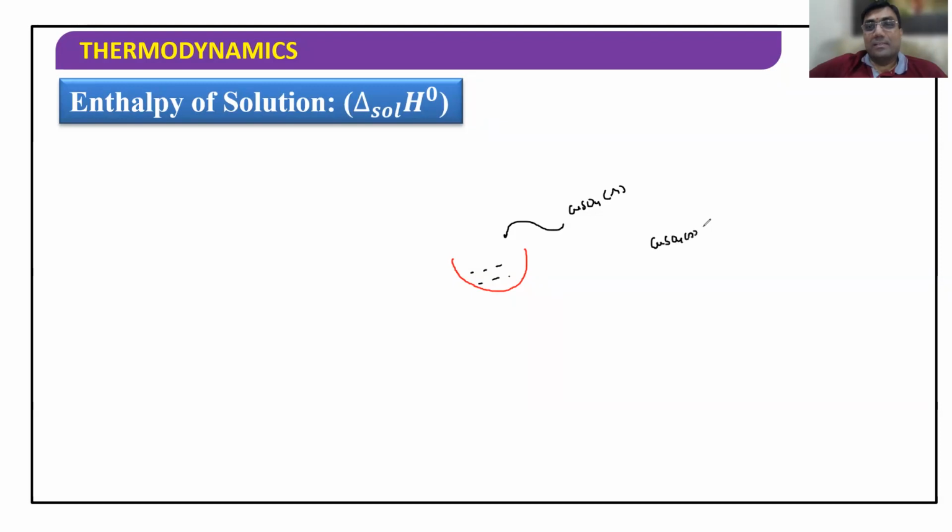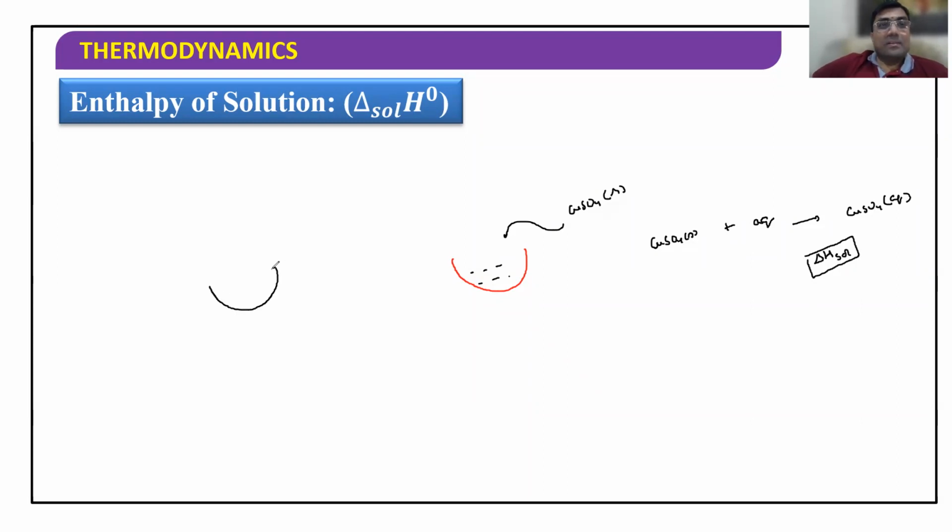CuSO4 solid plus water. I can say aqueous, a large amount of water. Now it will become CuSO4 dot 5H2O aqueous. This is enthalpy of solution. What is this called? Enthalpy of solution. Is it all right? Now listen very carefully.